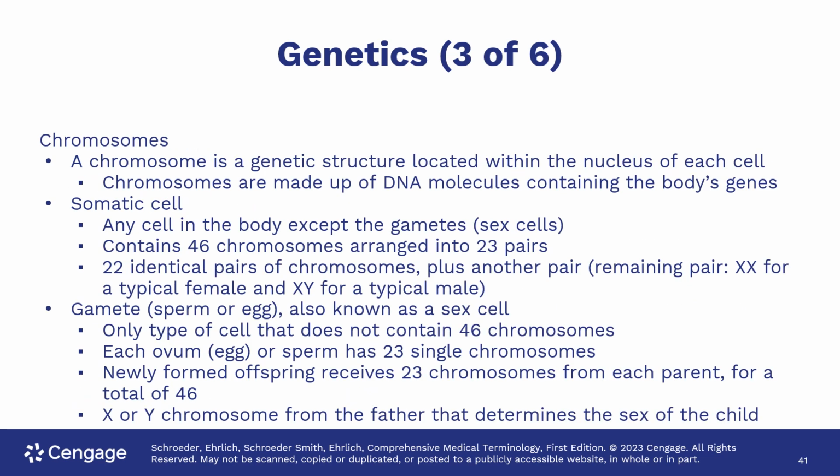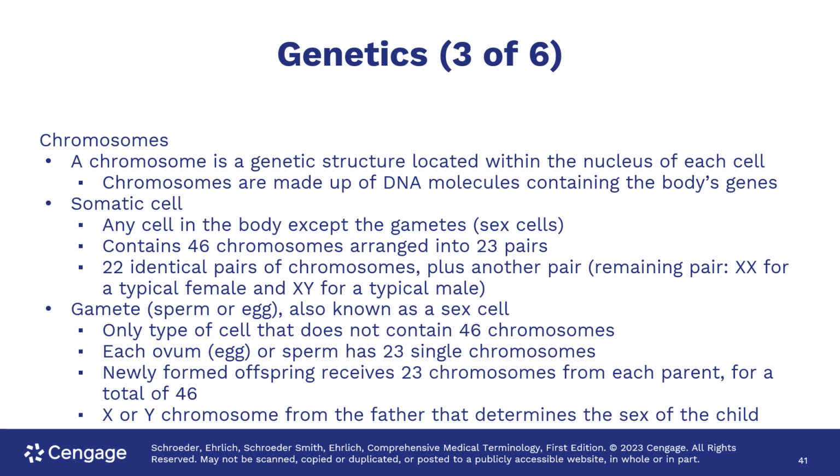Chromosomes are structures in the cell nucleus and are made up of DNA that contain our genes. A somatic cell is any cell in the body except the sex cells, or gametes. They contain 46 chromosomes arranged in 23 pairs. 22 of those pairs are identical. That last pair is either XX for female or XY for male.